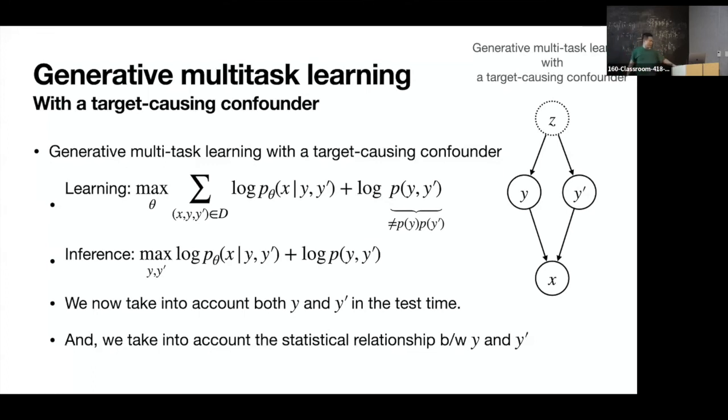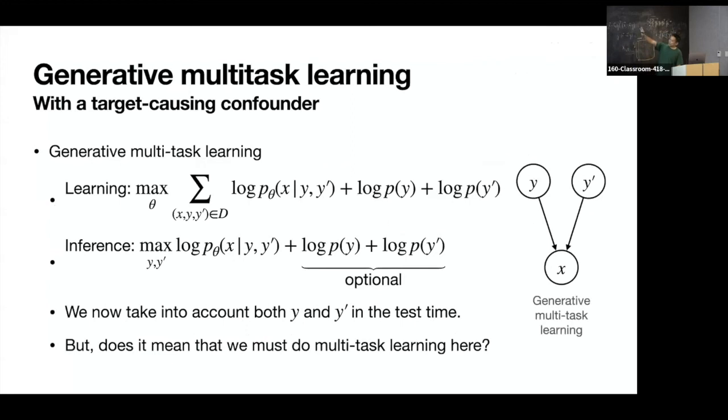So let's just go back and see this comparison. This was a generative multitask learner. A priori, y and y prime are independent of each other, and we draw samples from these two prior distributions. Then given y and y prime, we can compute the conditional distribution over x. And that is the generative distribution.